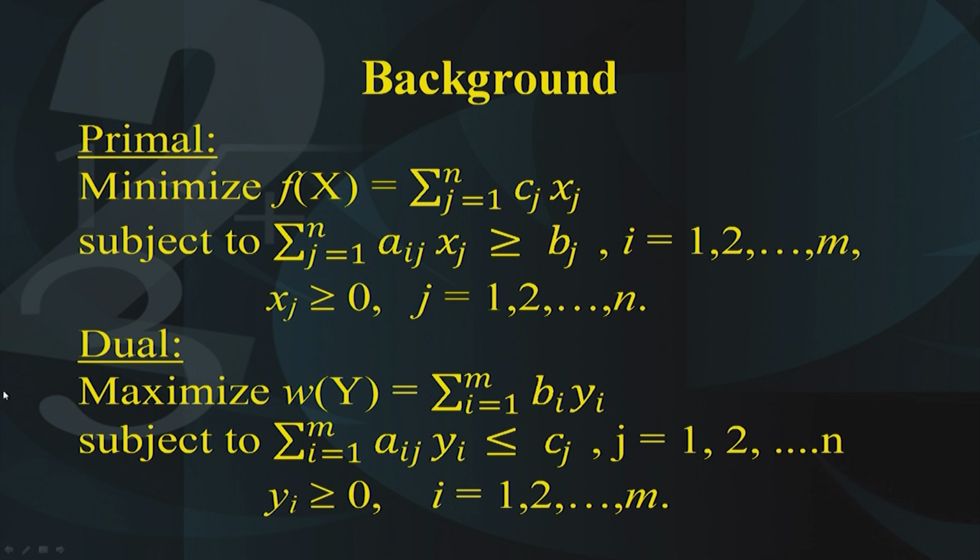They are greater than or equal to 0 for j equal to 1 up to n, and the corresponding dual is maximization of a function w(y), which is equal to summation of b_i y_i subject to summation a_ij y_i less than or equal to c_j, where j goes from 1 to n, and the decision variables of the dual, y_i, are greater than or equal to 0 for i equal to 1 up to m.